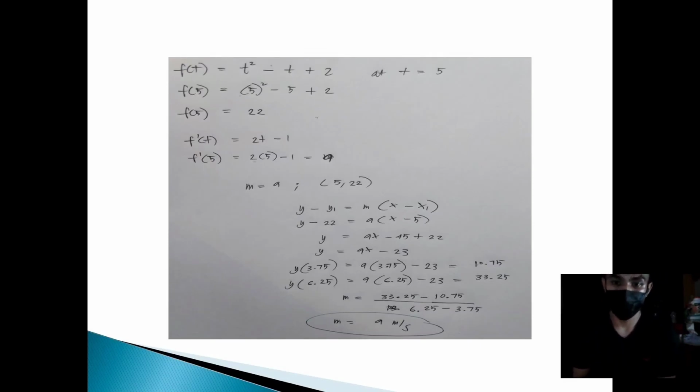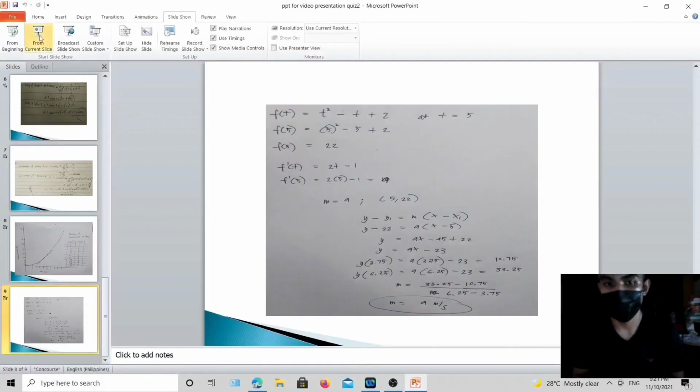Okay, so for the slope, we're just going to use the formula for slope, that is y sub 2 minus y sub 1 divided by x sub 2 minus x sub 1. So we're going to do this. 33.25 minus 10.75 divided by 6.25 minus 3.75, and the result is 9 meters per second. That 9 meters per second is the instantaneous velocity of particle A at time is equal to 5 seconds.